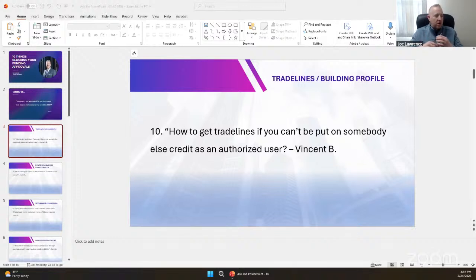Now, the question that Vincent asked though is, what if you can't be added to someone else as an authorized user? There are websites that students of mine have found and have used. If you're going to use them, like personaltradelines.com or tradelinesupply.com, just make sure you do your own due diligence on everything and read the fine print.